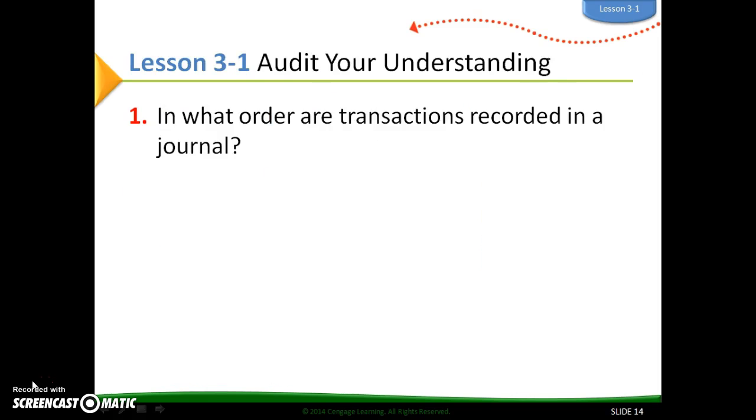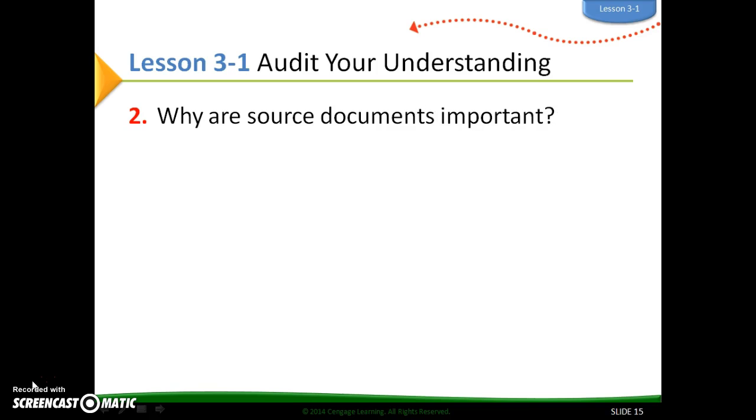So if we wanted to audit our understanding, first of all, what order are transactions recorded in a journal? Why are source documents important? And list the 4 parts of a journal entry. Now that you've watched the video, you can go ahead and complete the answers in the 3-1 check-in for understanding, and then you can move on to the work together and on your own activities.